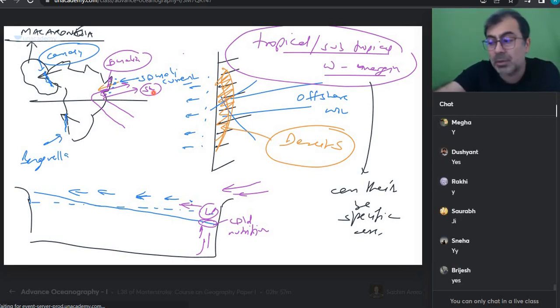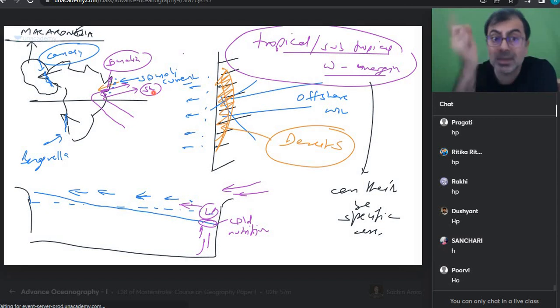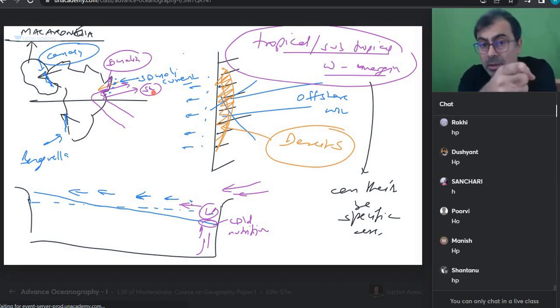If it is cold, what pressure will be there on the West Indian Ocean? High pressure. Otherwise, this whole area, Africa is hot, no? In summers, Africa is also hot. The ocean is also hot, but upwelling caused it to become cold.